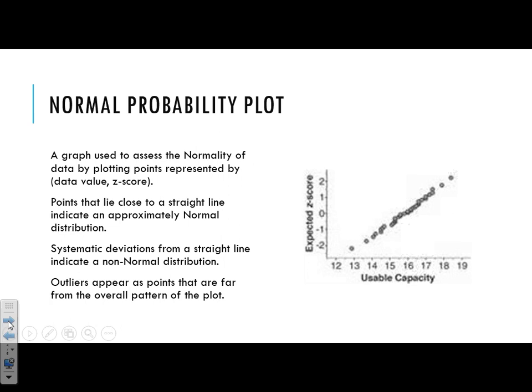Now, those systematic deviations are generally going to look like a curve in the set of data. All right, outliers are also going to show up in our normal probability plot as points that are far from the overall pattern of the plot. Now, one thing we need to point out, if we look at this normal probability plot, you might see this gap here between our first and second point, okay?